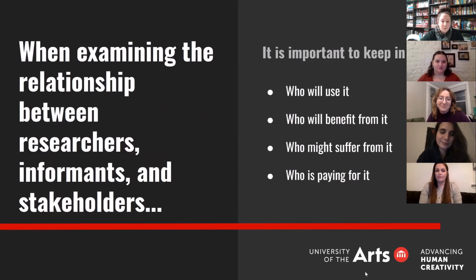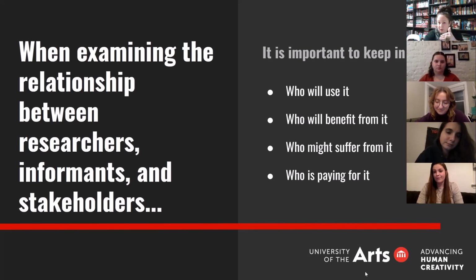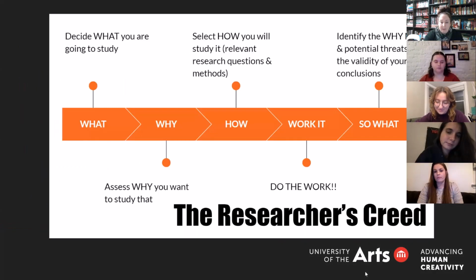And then we take a really careful look at the ethical considerations and looking at who are the researchers, who are the stakeholders, who are the informants, who might benefit from this work, who might suffer from it, who's going to use it, who is paying for it. So just to clarify, we haven't really been doing research studies here. We're starting to build ideas and plant seeds and do all of that preliminary work tonight. And like I said, I think it's really interesting what we came up with.